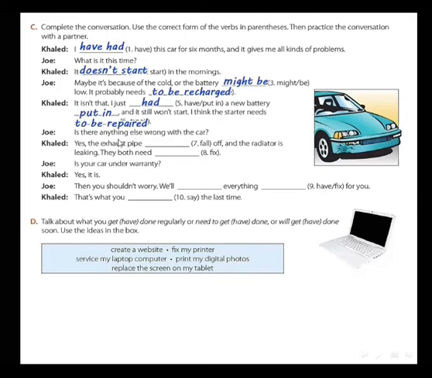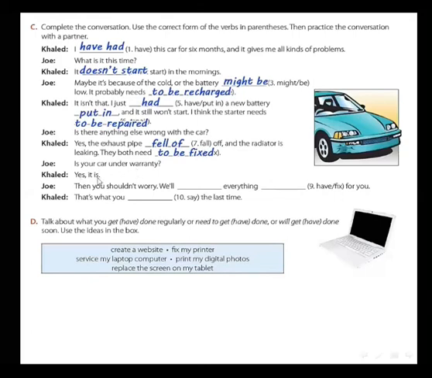Is there anything else wrong with the car? Yes. The exhaust pipe fall off. The past form of fall is fell off. And the radiator is leaking. They both need to fix it. Excellent. To plus past participle.